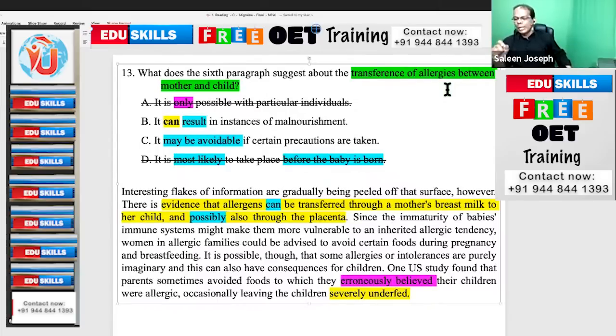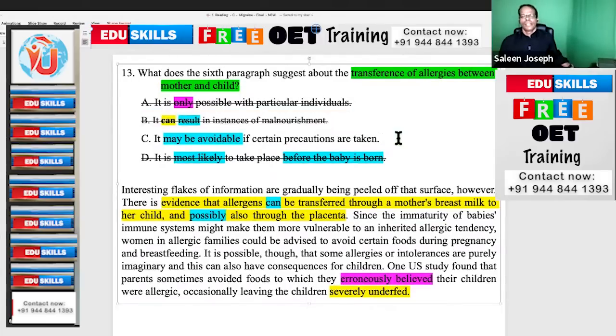That's why I said you have to spend time on the question, the key words. It's clearly given here. So B can be eliminated, right? Yes, Father. Which is left then? C. You need not understand what C is if you are sure about the elimination, but still, let's see. It may be avoidable if certain precautions are taken.